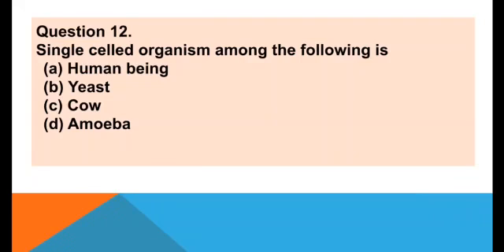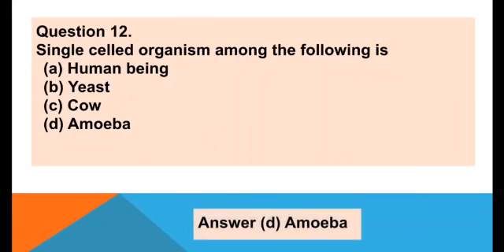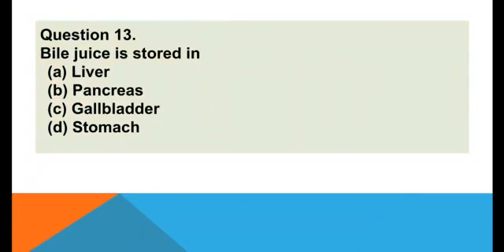Now we have question number 12. A single celled organism among the following is, your options are option A, human being, option B, yeast, option C, cow, and option D, amoeba. As we know, the human being has a well organized body. Yeast is also multicellular. Cow has a well organized body like us. So the remaining option is option D, amoeba. It will be the correct answer, because amoeba is called a single celled organism. Now we have question number 13.